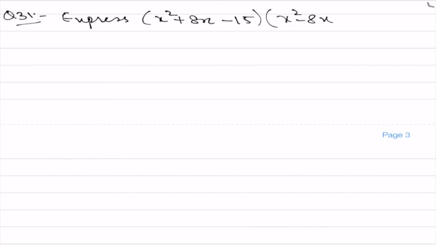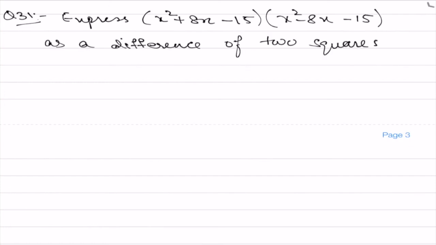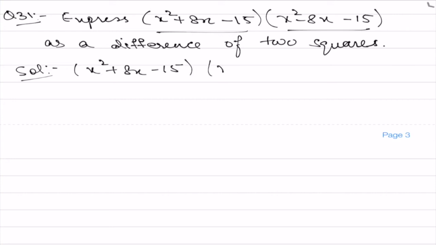Next type, question number 31. This is different from the rest of the questions. It says express x square plus 8x minus 15 into x square minus 8x minus 15 as a difference of 2 squares. So here in this question, children, you can see they have already given 2 factors and we have to make it in the form of a difference of 2 squares. Just the reverse of the previous questions. So first we have to see which are the same terms in both the brackets. So (x square plus 8x minus 15) (x square minus 8x minus 15).